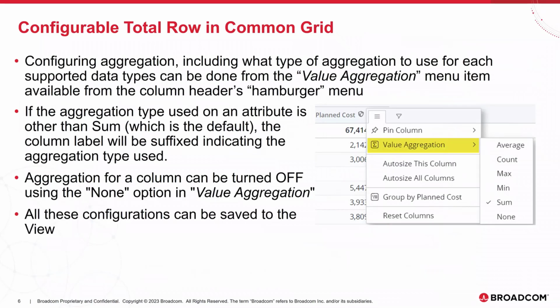Configuring aggregation, including what type of aggregation to use for each supported data type, or even turning off aggregation on an attribute, can be done from the value aggregation menu available from the column header's hamburger menu. When using an aggregation type other than sum, the column label will be suffixed indicating the same. All these configurations can be saved to the view.